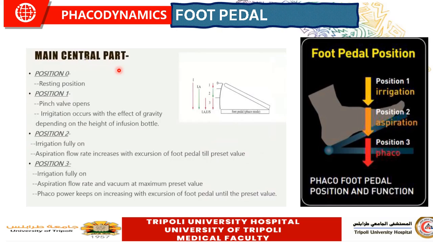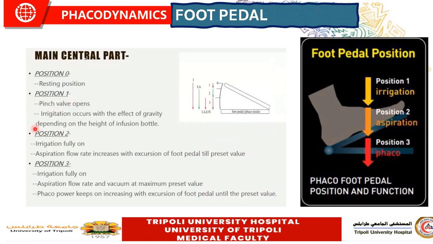Position 1: when this position is activated by pressing down the foot pedal, you will hear a sound from the pinch valve, and this indicates that the pinch valve is opened so that irrigation will start. As I said, this is usually driven by the hydrostatic pressure of the bottle height. Later on, we will speak about the different types of irrigation, because recently there is what's known as an active irrigation system. But now I just want to speak about the different functions of the foot pedal. In position 1, only irrigation appears, driven by gravity, or gravity dependent.